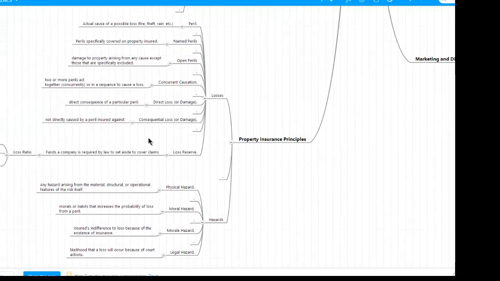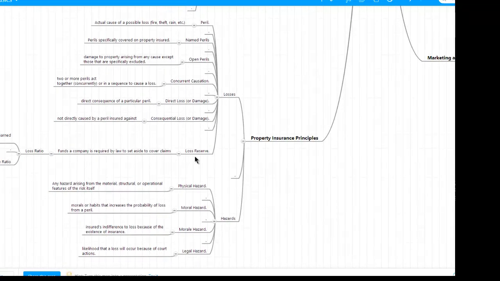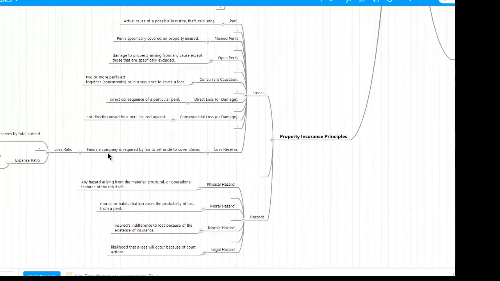And you have what's called a loss reserve. This is the funds that a company is required by law to set aside to cover claims, so they can't reinvest the money. Well, they can, but they have to keep a reserve. It's like in the banks, the bank can lend out money, but they have to keep a certain amount of reserve for people that come in and want to withdraw money from the account.